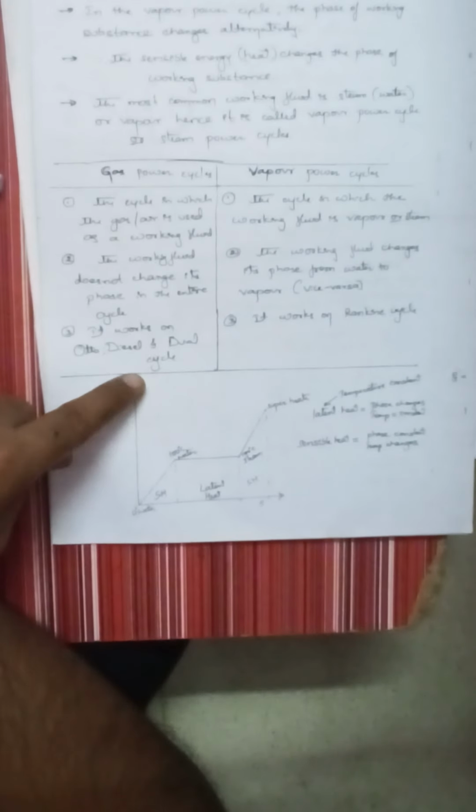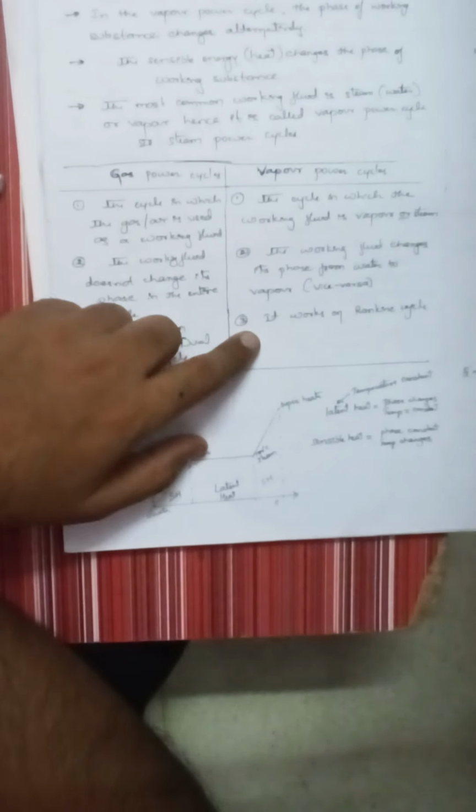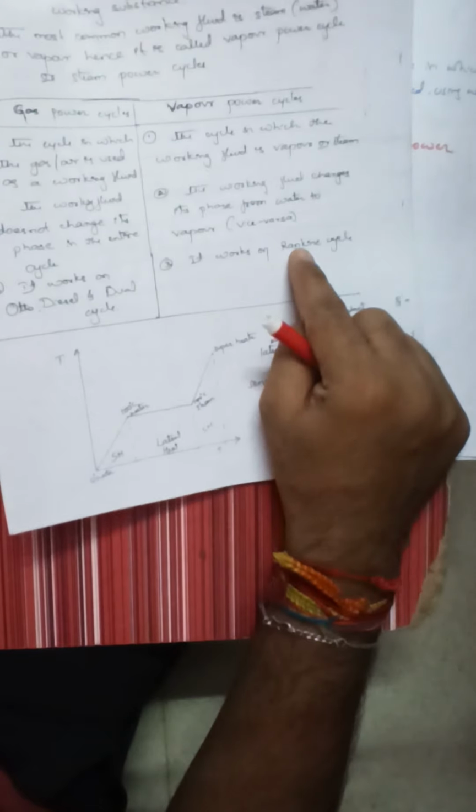And the third difference is that gas power cycles work on the Otto cycle, diesel cycle, and dual cycle. As I told you at the beginning of the classes, gas power cycles are almost the same as air standard cycles. So air standard cycles are nothing but the Otto cycle, diesel cycle, and dual cycle. And the vapor power cycle works on the Rankine cycle. The name of the scientist who discovered this cycle is Rankine. So all vapor power cycles work on the principle of the Rankine cycle.